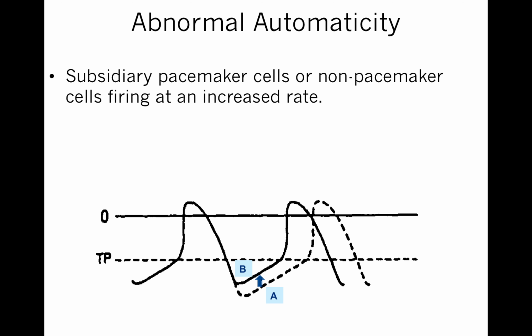Abnormal automaticity we've spoken about before. We talked about how pacing cells within the heart, such as the AV node or the sinus node or the His-Purkinje system, are able to auto-depolarize and generate action potentials on their own. So they're automatic in that way. They could have blunted automaticity, which can lead to bradycardias, but they can also have increased automaticity, leading to tachycardias.